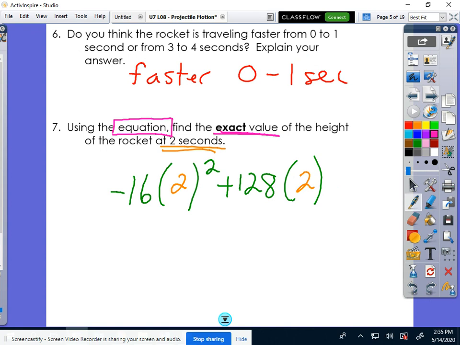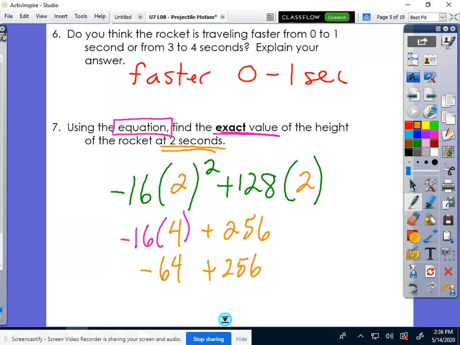If we plug in that 2, we always do exponents first. So negative 16 doesn't change, but the 2 squared becomes a 4. And then plus, we can go ahead and multiply 128 times 2. That's going to give me 256. Now we multiply those together, right? So 4 times negative 16 gives me negative 64. So now negative 64 plus 256, if we add those together, we get 192 feet. So even that 190 was still just a tiny bit off.